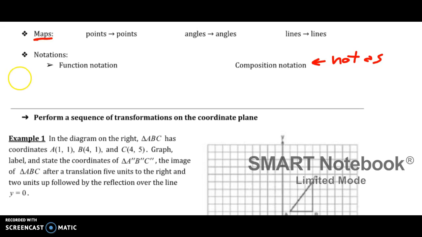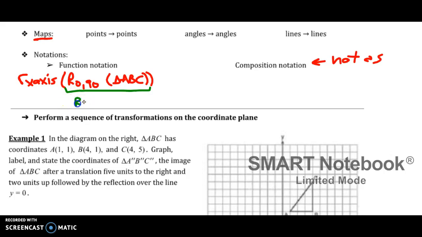So function notation, let's say we have a reflection in the x-axis, which will be the second thing that we do, and we're going to do that on a rotation about the origin, 90 degrees, on a triangle ABC. So what does this mean? That means you will do this first, do the rotation first. And on the image that you get from the rotation, you will then do the reflection. Okay, you'll reflect the image from the rotation.